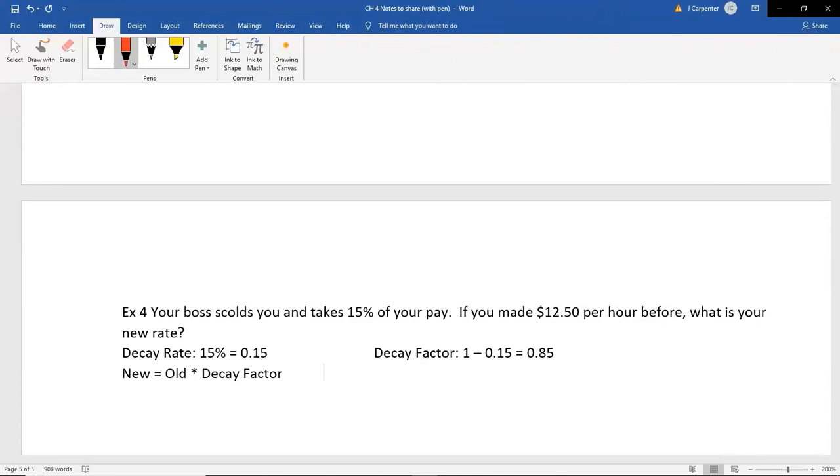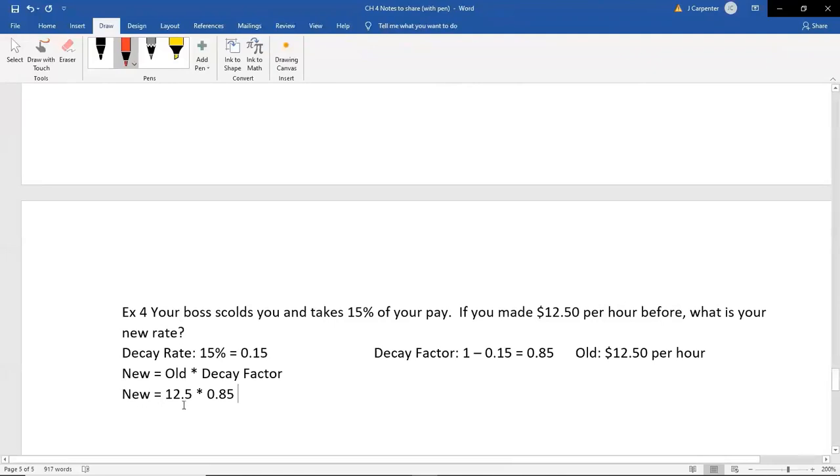Using that equation again, where the $12.50 per hour, that was the old. So when we plug everything into this equation, we get new equals 12.5 times 0.85. New is unknown. Call it X if you want. The old was the $12.50 per hour. And you can include all of your words and units in this if you like, but it's not necessary because the old and the new units have to match. And that's because the decay factor is just a percent as a decimal. So 12.5 times 0.85.